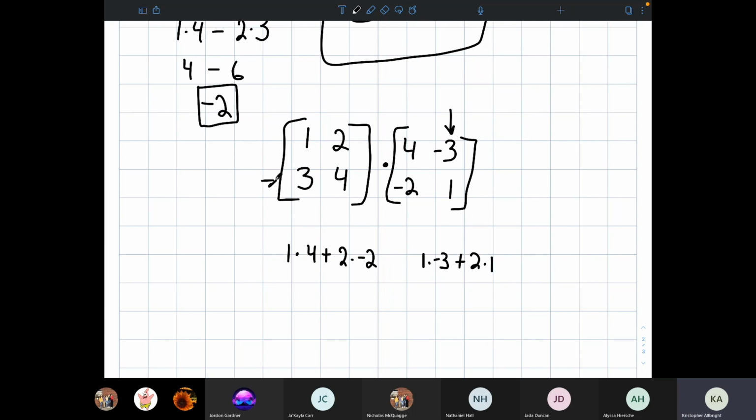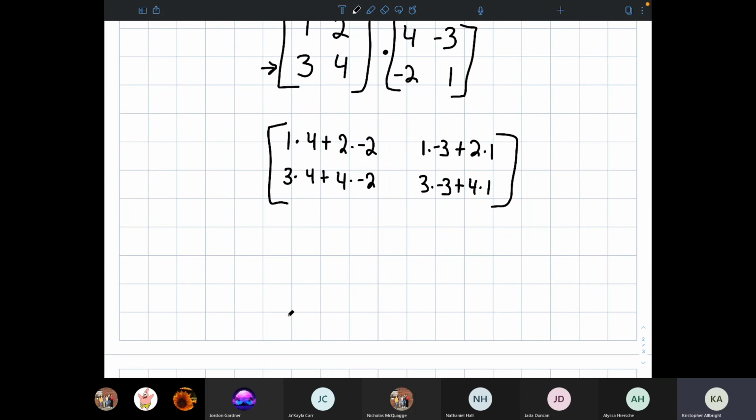What's the answer to 1 times 4? 1 times 4 is 4. And I'm just writing out all the math first, and then I'll work it in just a second. I tend to make mistakes when I don't write it all out. So now we do 3 times 4 plus 4 times -2. And then 3 times -3 plus 4 times 1. Okay.